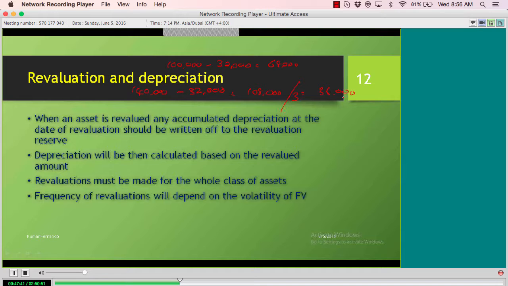Revaluation frequency can be annual, or it can be after 5 years. The company can decide, but it must be done on a very consistent basis, and it depends on the volatility. If there are so many changes in the figures, you may have to do revaluation annually. Revaluation should be carried out by professionally qualified valuers. The directors just can't do it. They must get professionals employed to do the revaluation.